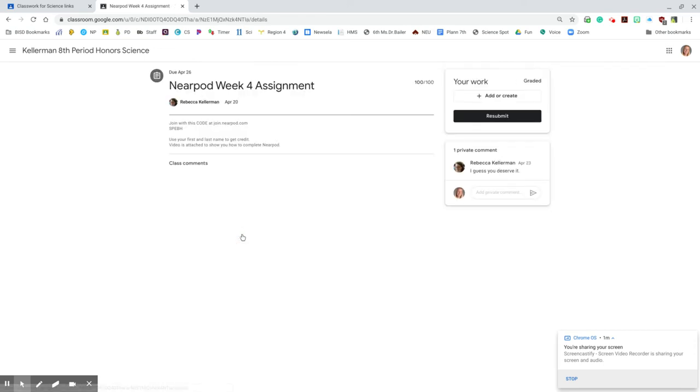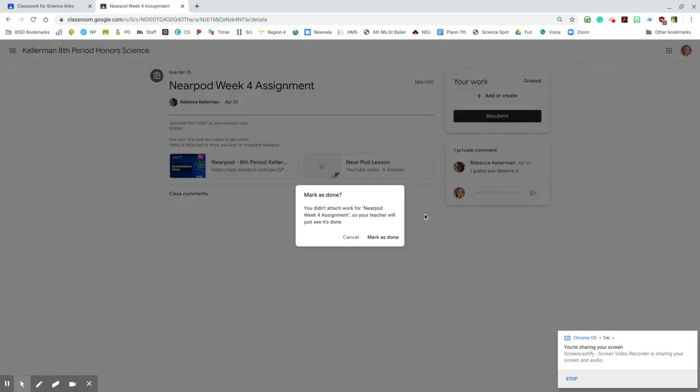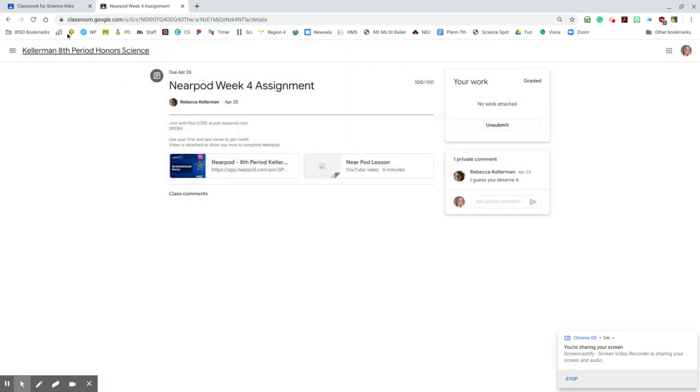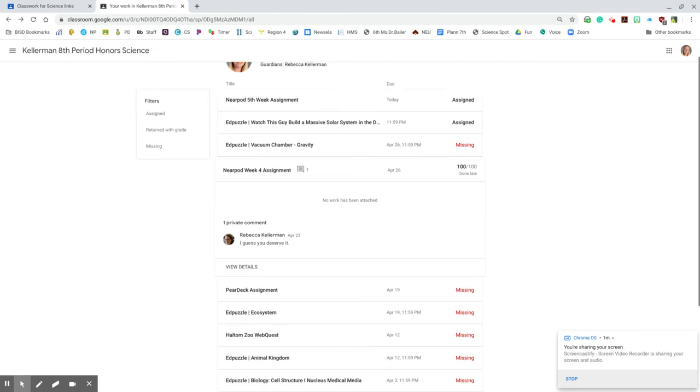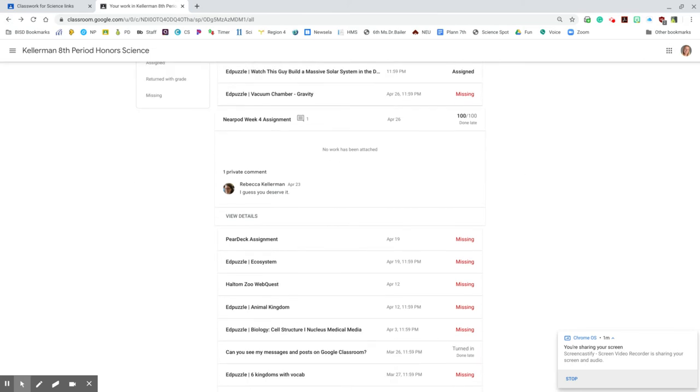If I go into the actual details, I can submit my assignment, mark it as done, and then your teacher sees, oh, this needs to be graded. If you have anything else in there that you know you've done, then you need to make sure you're going in and clicking turned in. Again, don't turn it in if you haven't actually done it.